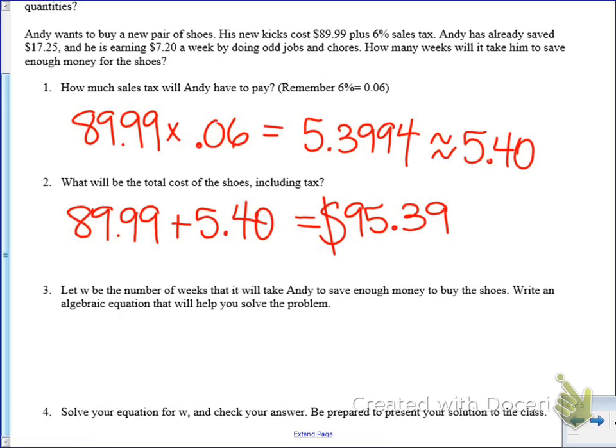Let W be the number of weeks that it will take Andy to save enough money to buy the shoes. Write an algebraic equation that will help you solve the problem. I'm looking at this word equation. That word equation means what do I have as part of my answer? An equal sign. Absolutely. So I need 2 sides of my equal sign. I'm trying to save a total amount of money, so that needs to be somewhere in my equation. I'm going to start with it.